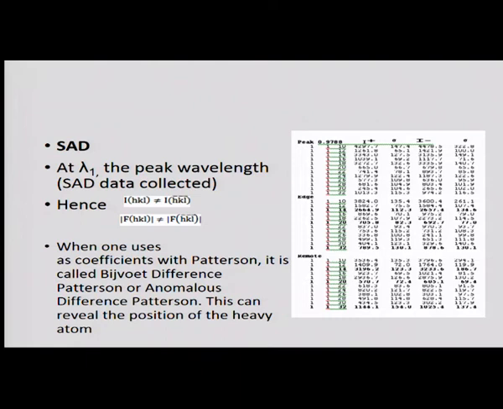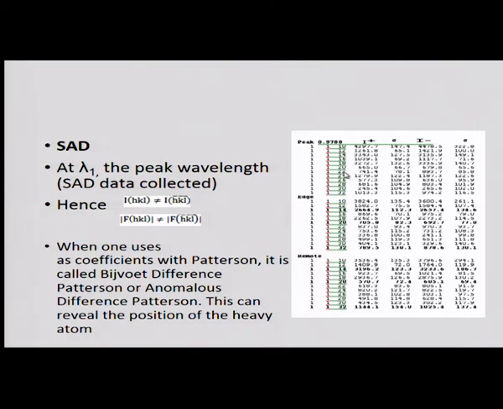Because of this anomalous scattering, the intensity of your HKL will not be equal to the intensity of H bar, K bar, L bar. So, if you take the square root, your modulus of F HKL will not be equal to modulus of F H bar, K bar, L bar. Okay. Because they are unequal, you take a difference of this and do a Patterson. This is known as the bifid difference Patterson or anomalous difference Patterson, which will get you the position of the heavy atom. You can use that position as a rough phase angle to do the further calculation.